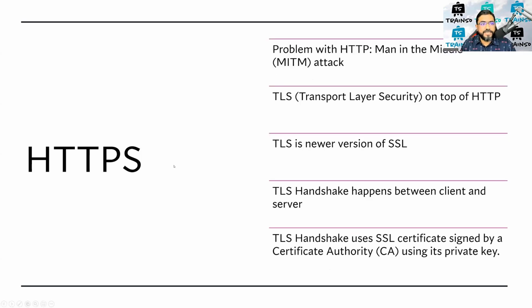So now we will look into HTTPS. We saw what HTTP is, right? HTTP can be attacked and people can get the message, and it does not make that a secure approach. The problem with HTTP is the man-in-the-middle attack that we discussed using our kingdom example. HTTPS is based on the TLS protocol. It's a newer version of SSL. A TLS handshake happens between this client and server. And the TLS handshake also uses an SSL certificate signed by a certificate authority using its private key. Don't worry if you have not understood all these things. We will see them in a bit more detail now.